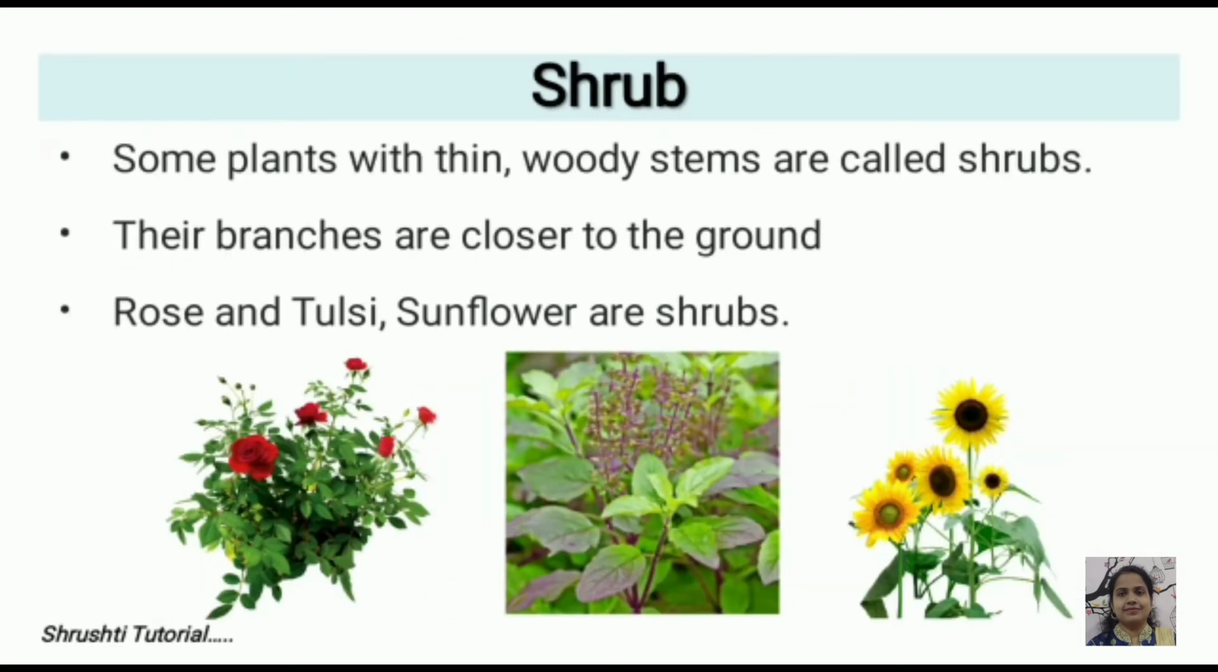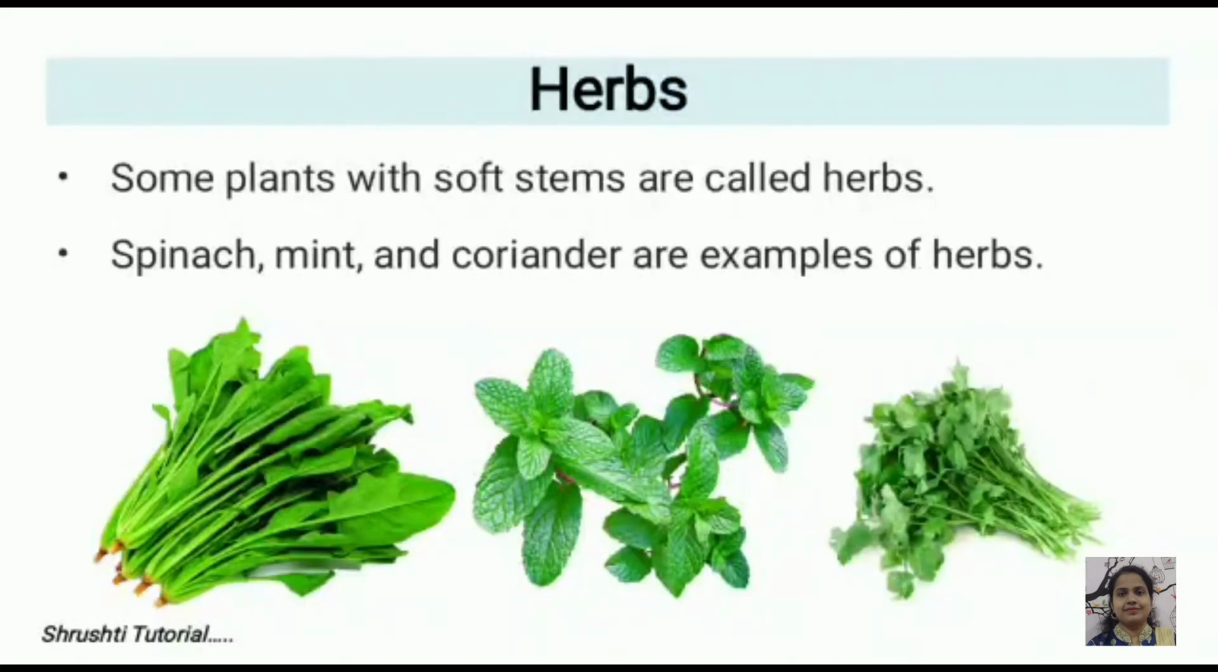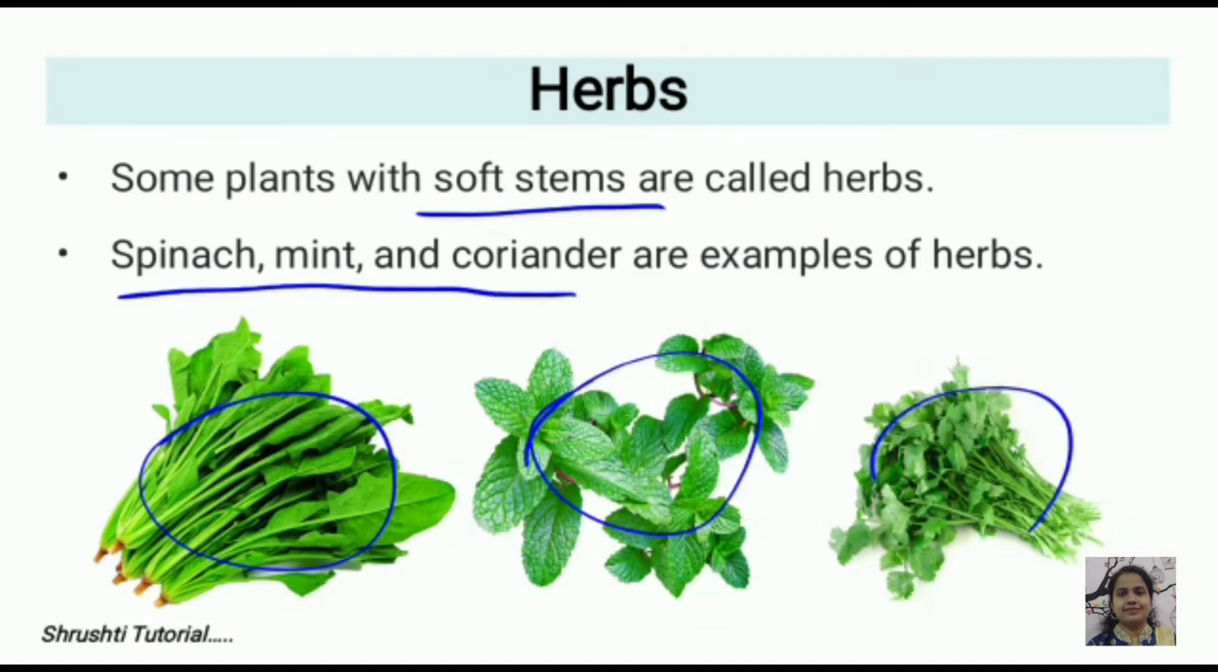Let us discuss shrubs. Some plants with thin woody stems are called shrubs. Their branches are closer to the ground. Some examples of shrubs are rose and tulsi. Sunflower is an example of shrubs. Herbs. Some plants with soft stems are called herbs. Their stems are very soft. For example, spinach, mint, coriander. These all we can see in our kitchen. So their stems are very soft.